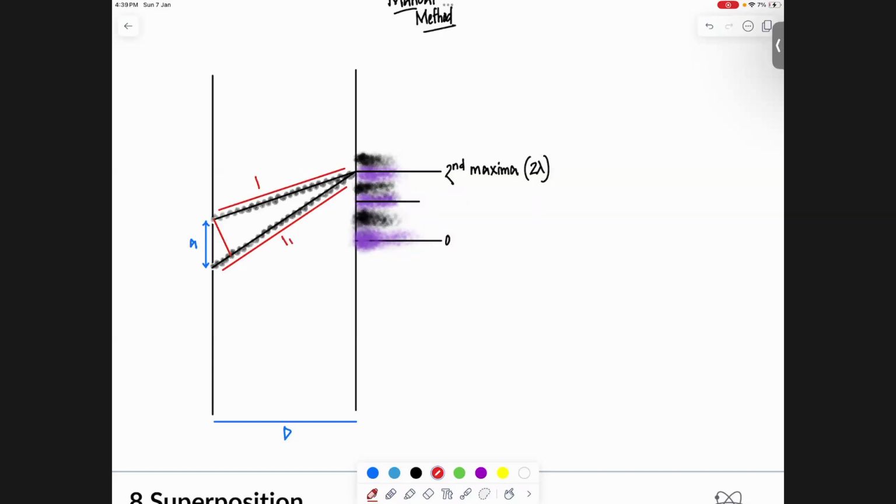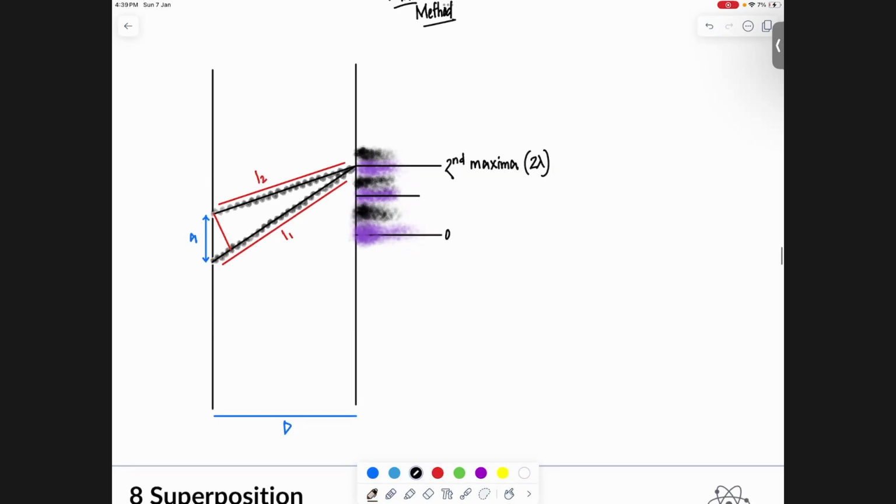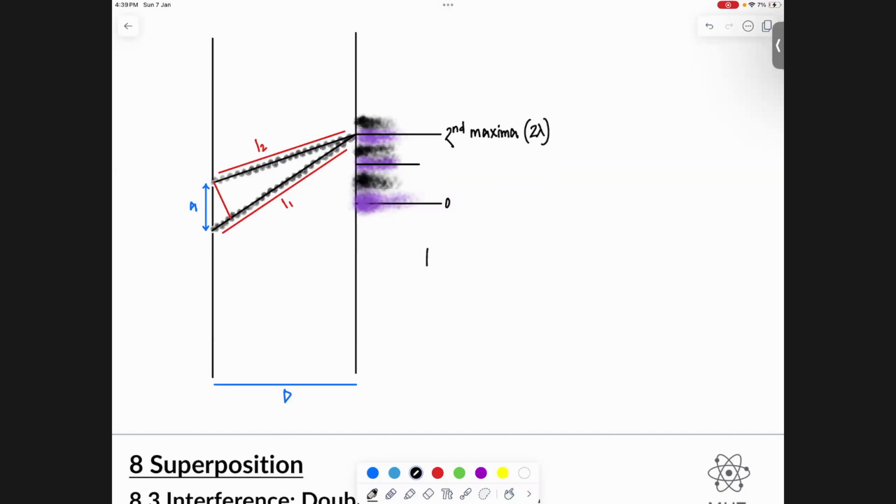I have a question for you. See if you can answer. If you can answer, then the work is actually done. L1 minus L2 is equal to the path difference, right? That's what path difference actually means. Can you tell me, for second maxima, L1 minus L2 equals what? 2 lambda, very good.